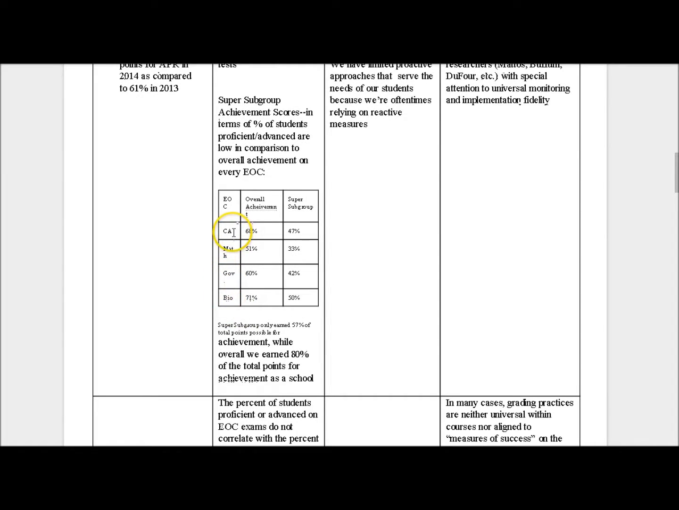So CA is communication arts. Our overall achievement at Hickman High School, we had 68% of students who are proficient or advanced. When you disaggregate that data and you look at our super subgroup, which is comprised of African American students, Hispanic students, students with IEPs, students who are on free and reduced lunch, those subgroups that used to be disaggregated individually are now combined into one group called the super subgroup, and they're only counted one time.